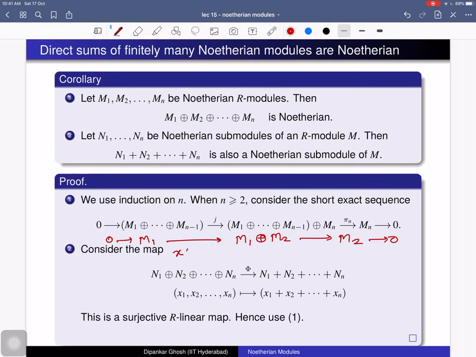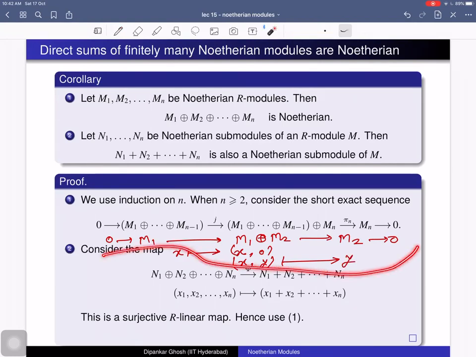So here this map is given by the natural embedding, so x goes to (x, 0), and (x, y) goes to y. So this map is given by the projection map on the second component. One can verify that this gives a short exact sequence, and we have proved that the middle one is Noetherian if and only if these two are Noetherian. So if M1 and M2 are Noetherian, that proves that this direct sum is Noetherian.